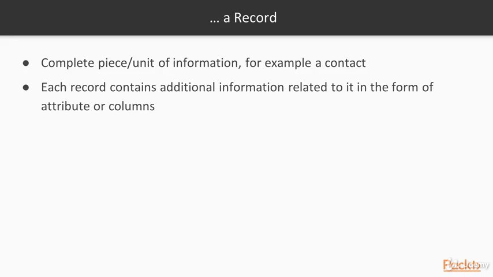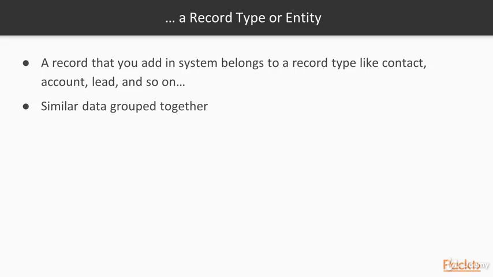Moving on to record type. As the word says it all, a record type simply means the type of the record, that is contact, account, lead, etc. It is basically used to group similar records together. In CRM, record types are also known as entities. For people with database knowledge, an entity or a record type is like a table where you store similar records. Let's go into CRM and see how these look.